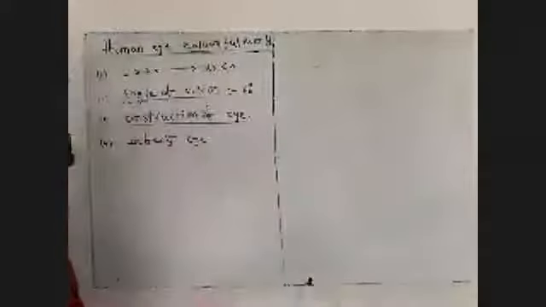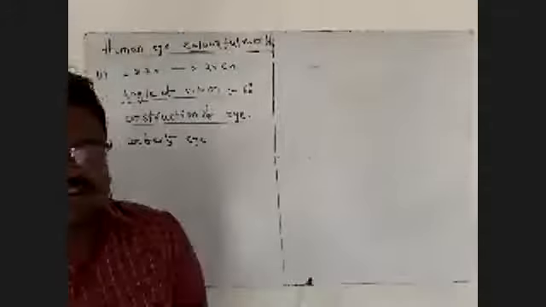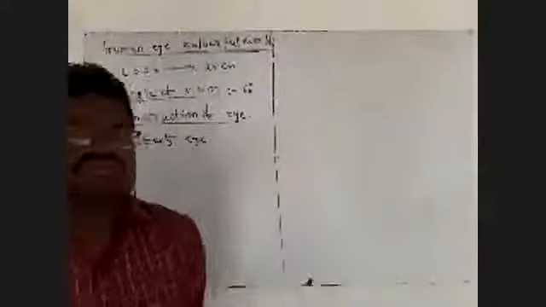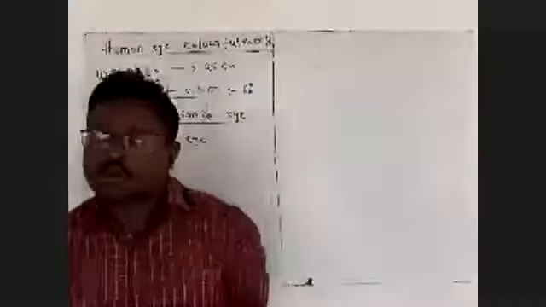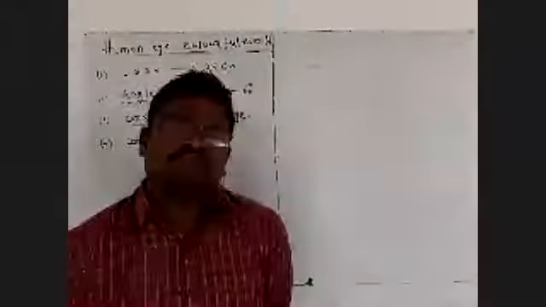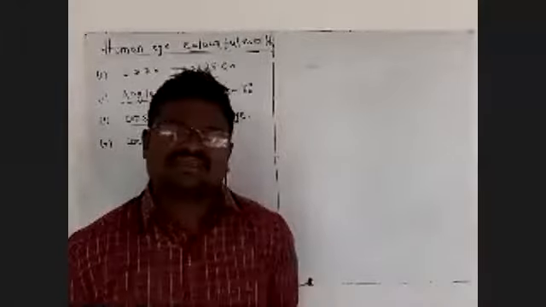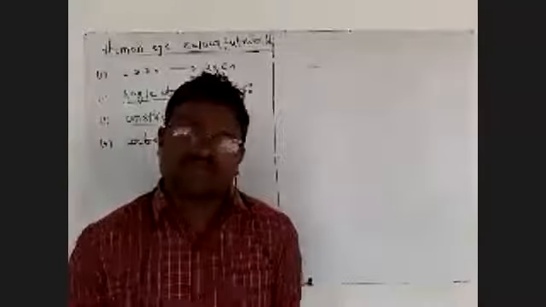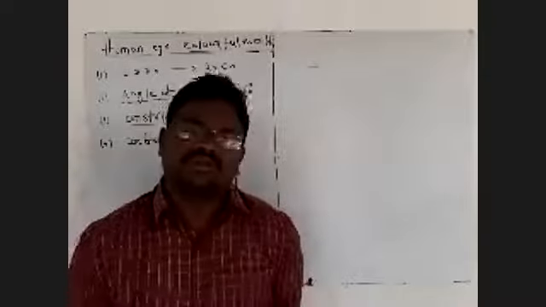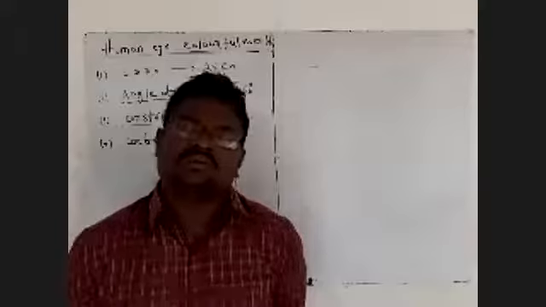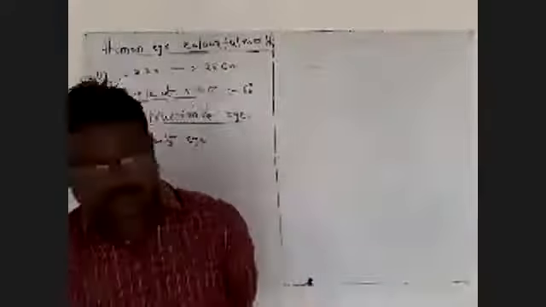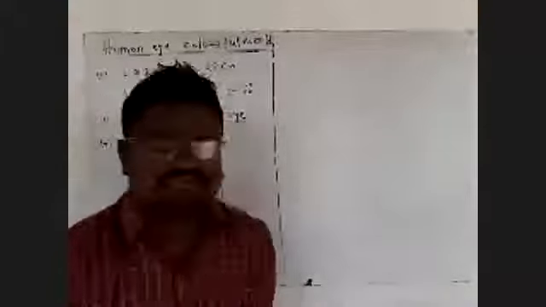And next, the construction of the human eye. Next, the ciliary muscle. What is the use of the ciliary muscle? Suppose I am standing here, looking at a large distance. The ciliary muscles are relaxed, the lens becomes thinner, and the image is formed by the lens on the retina. Next, I am looking at a very near object.